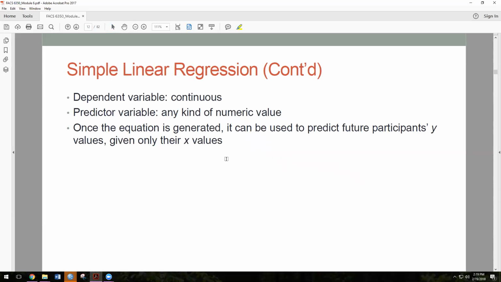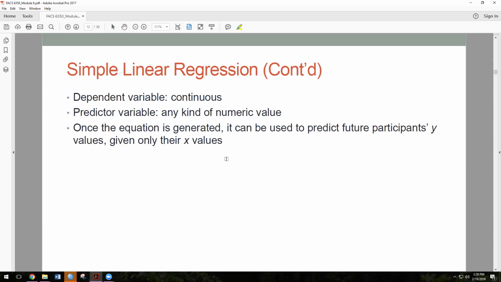My dependent variable is going to be continuous. My predictor variable can be any kind of numeric value. And the goal is to have an equation that I could plug numbers into and predict future participants' values. So if I'm a high school teacher, I want to plug in their math GPA, their science GPA, their English or language arts GPA, and maybe their ACT, Aspire, and then see which ones are going to succeed in college or who gets the biggest scholarship, things like that.